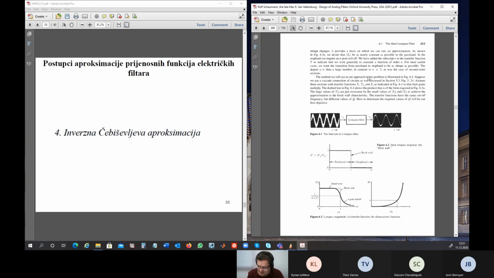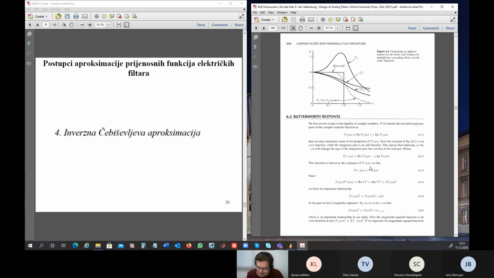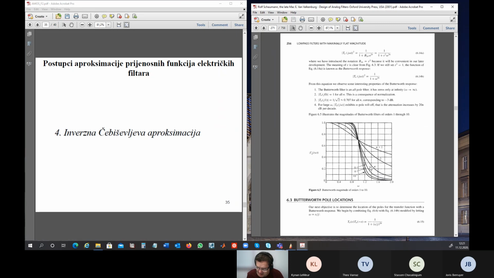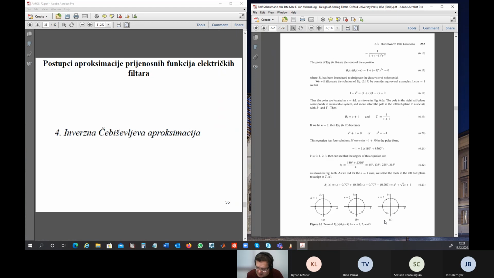Ideal low pass filter. This is our brick wall. This is called here brick wall. You see my pen. Okay. Then you see Butterworth response, how it is calculated, and how you can see what is called maximally flat, and you can see the different order of the Butterworth, and then you can here learn how to calculate Butterworth pole locations.